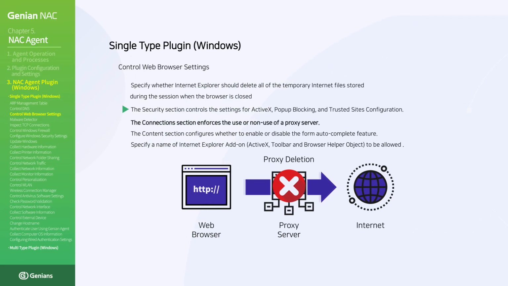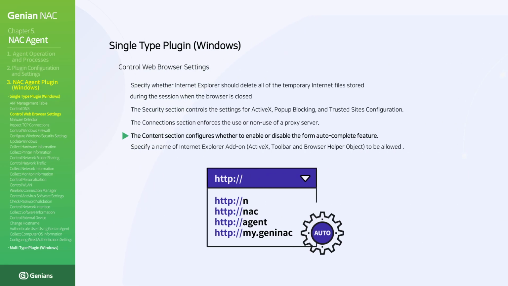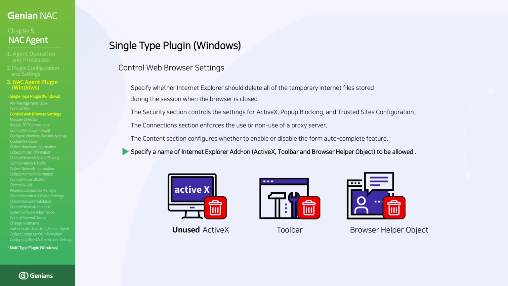In the Connections section, you can enforce proxy server settings for LAN connections. This setting does not apply to dial-up or VPN connections. In the Content section, you can enforce the disabling of the form autocomplete feature. In the Additional Features, you can configure the following: deleting unused ActiveX control, removing toolbar, removing browser helper object, exceptions.